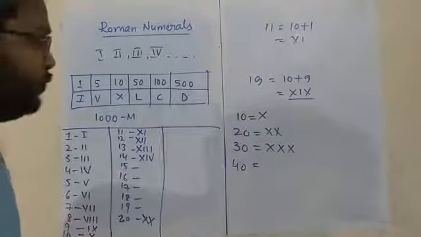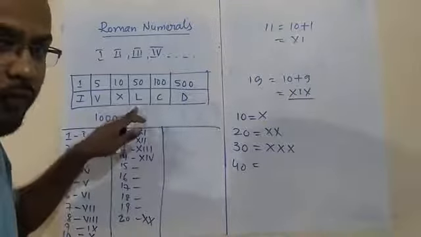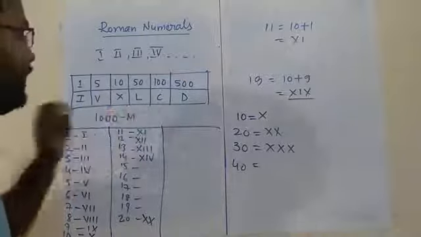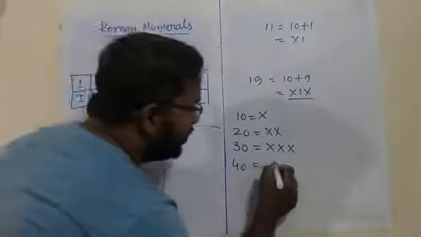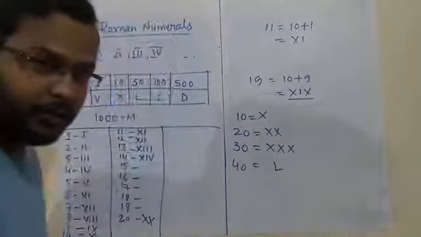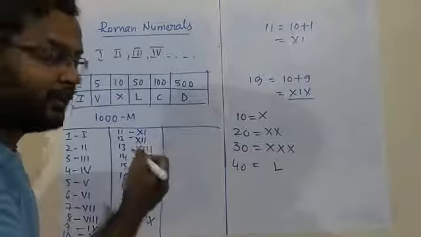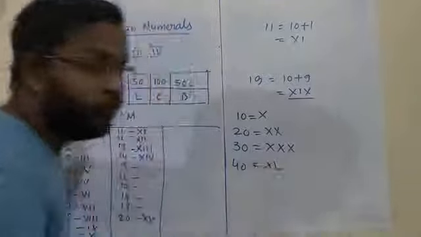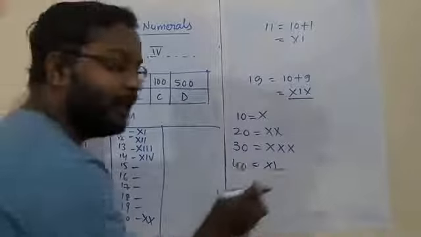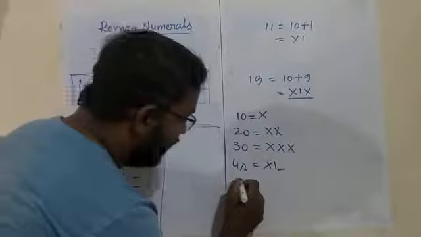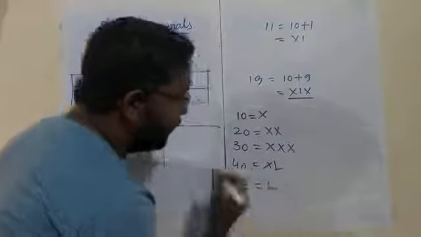Then what should I do? 50 is there. From this 50, I have to subtract 10. So this is your L, 50. From 50, I have to subtract 10, so it is going to become 40. XL will be 40, and 50 will be L.